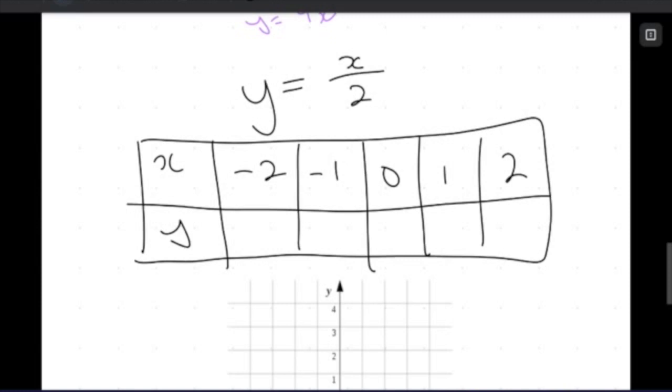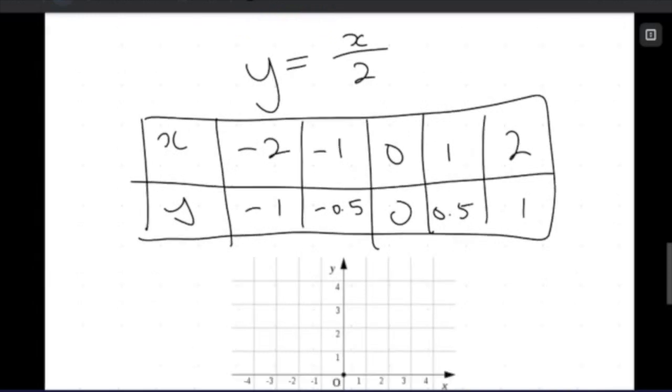So when x is -2, y is going to be -1. That's going to be half of -2. When x is -1, half of -1 is just going to be -1/2, or -0.5. Half of 0 is just 0. Half of 1 is +1/2. And half of 2 is just 1.